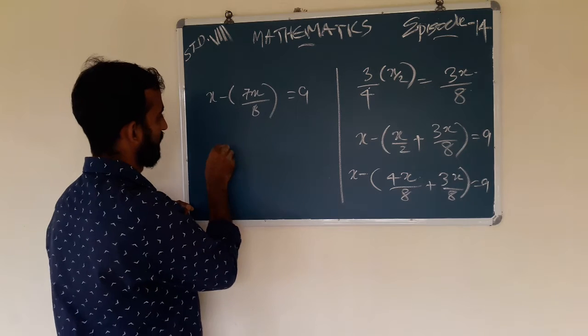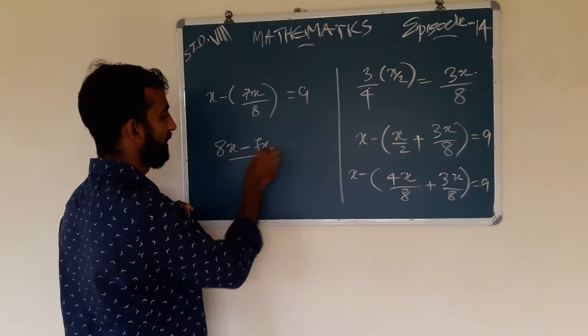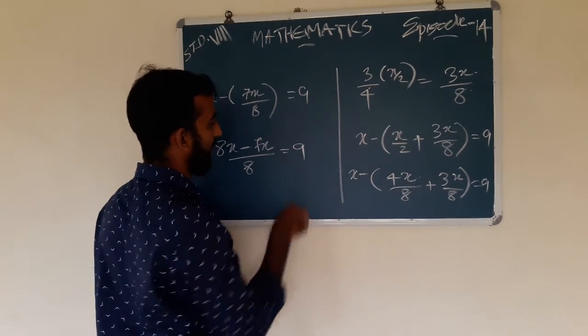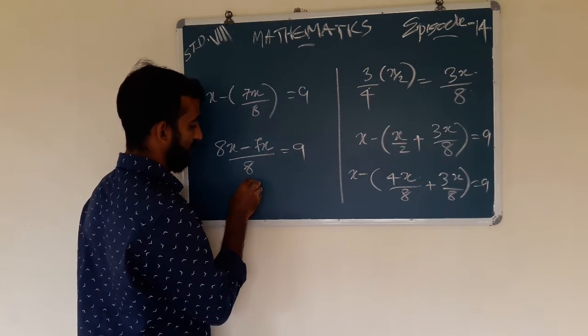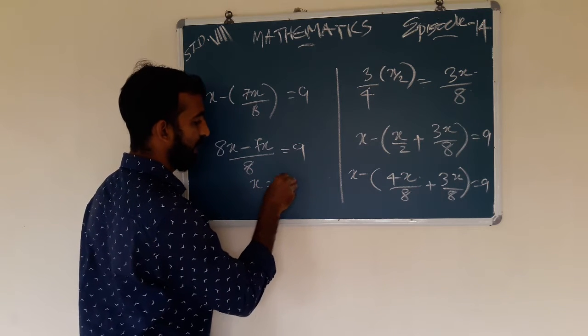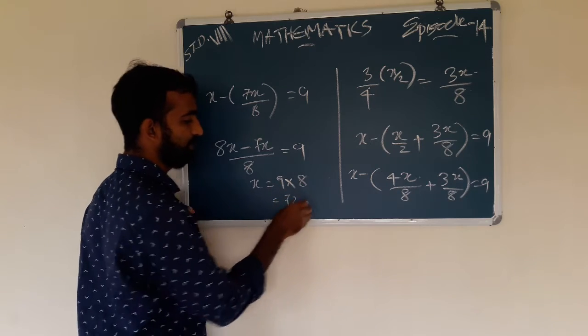That is, 8x minus 7x, all divided by 8, is 9. That is, x equal to 9 into 8. We get 72.